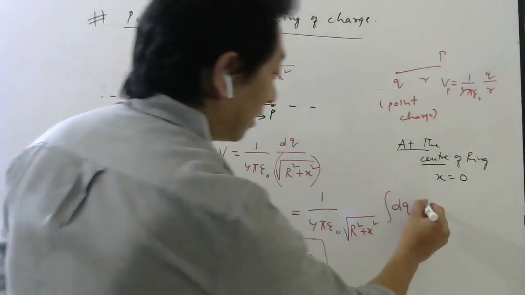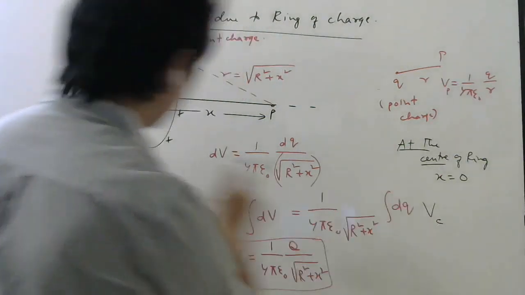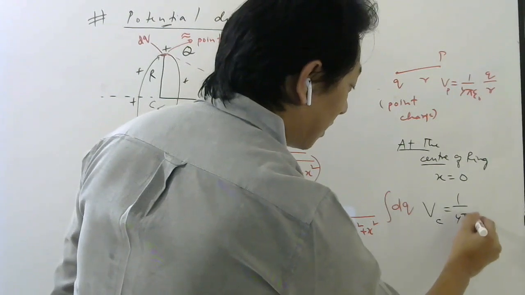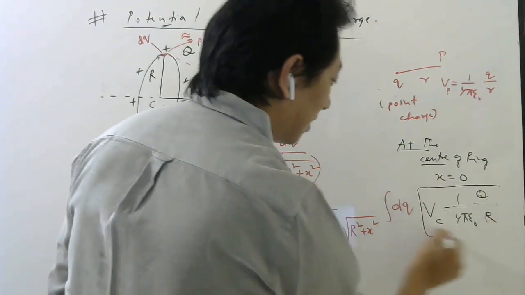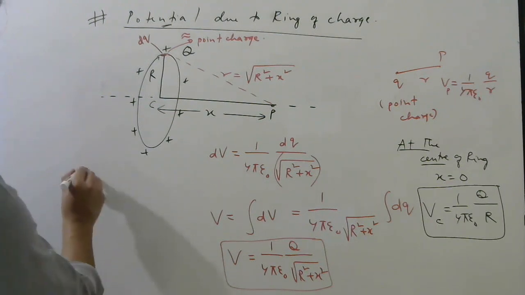What will you get? Potential at center. Let me write VC, meaning potential at the center due to a ring, will be 1 by 4 pi epsilon naught, total charge divided by simply the radius of the ring. What of the ring? Radius of the ring. Now students, think of one smart question.